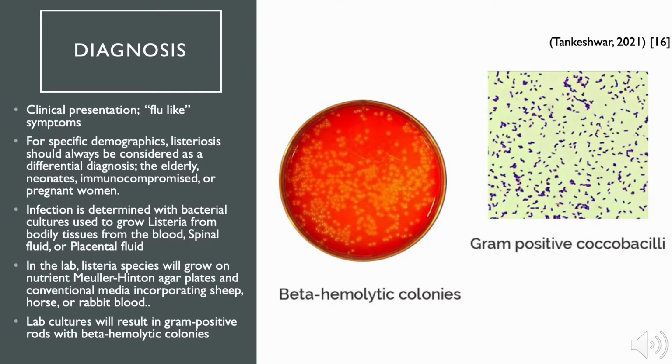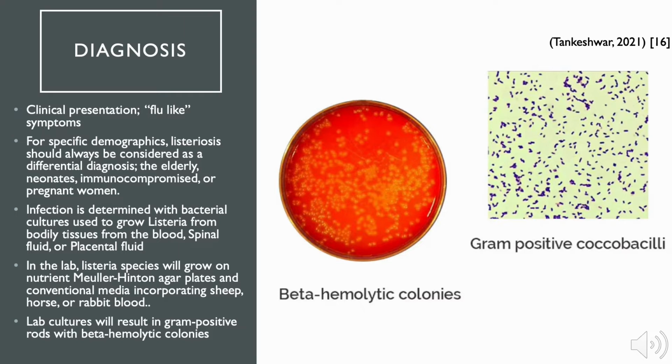Infection is determined with bacterial cultures used to grow Listeria from bodily tissues, from the blood, spinal fluid, or placental fluid. In the lab, Listeria species will grow on nutrient Mueller-Hinton agar plates and conventional media incorporating sheep, horse, or rabbit blood. Lab cultures will result in gram-positive rods with beta-hemolytic colonies.